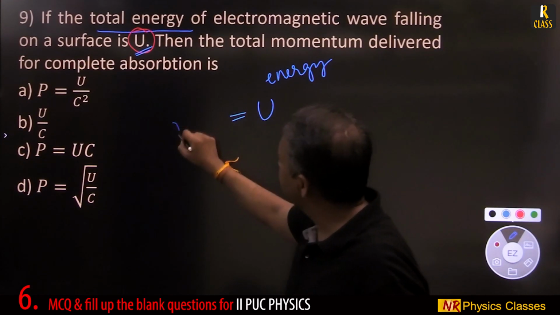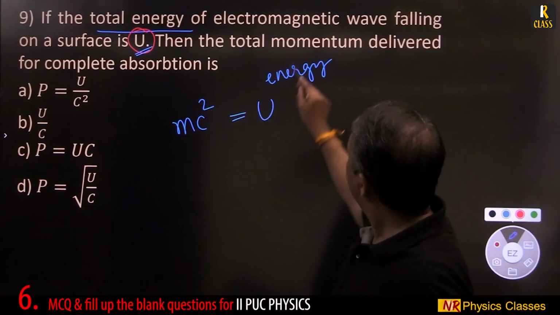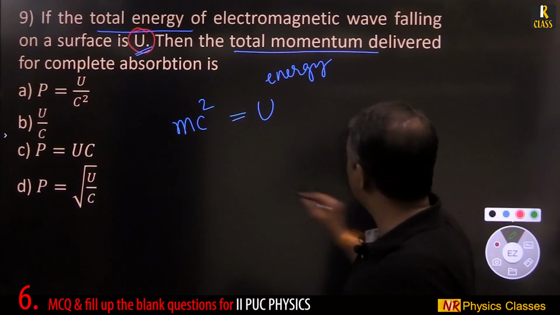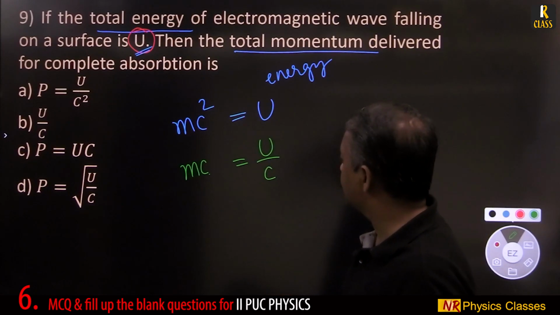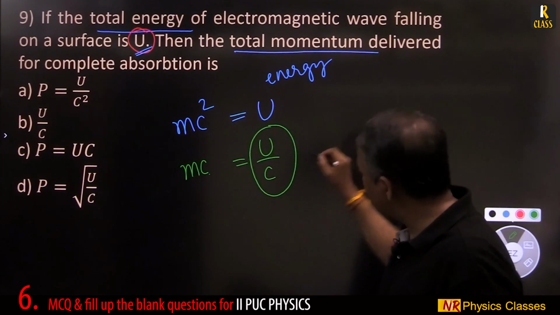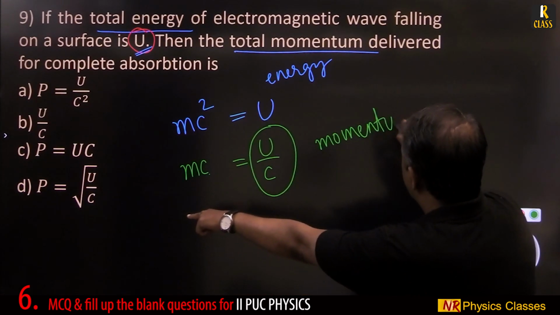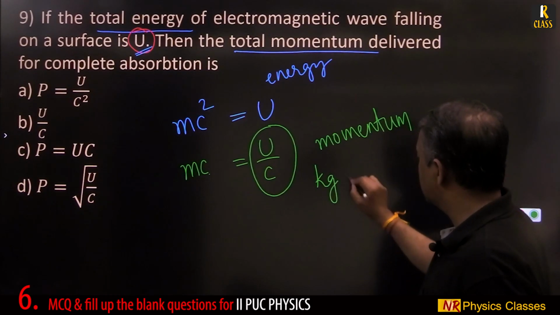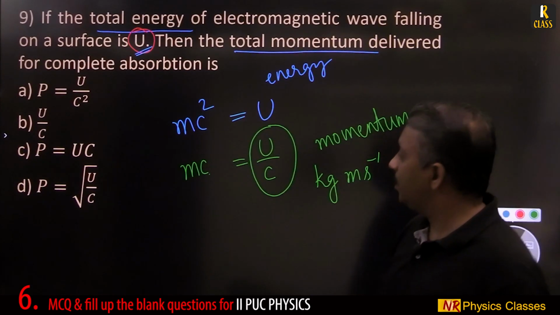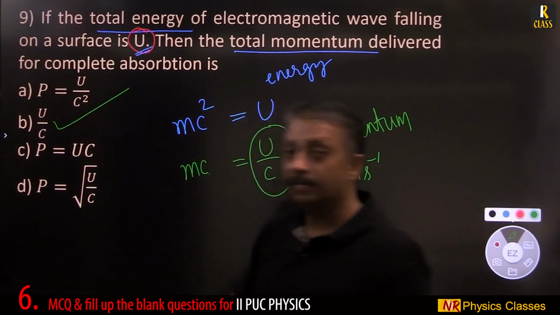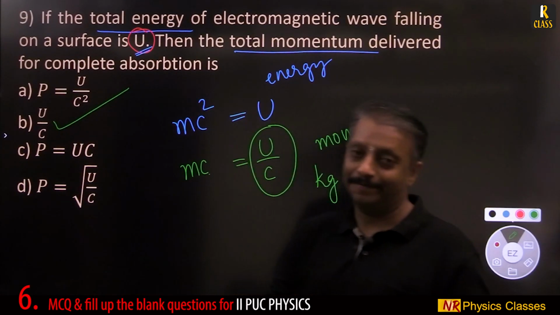Let us equate energy to mc square. Dimension-wise, mc square. Momentum is wanted, means mc, mass into velocity. This is U by c. The unit of U by c is momentum, mass into velocity. Only by this combination we get this. Means U by c should be correct. See, when you have ugly equations like this, it's easy to get the answer.